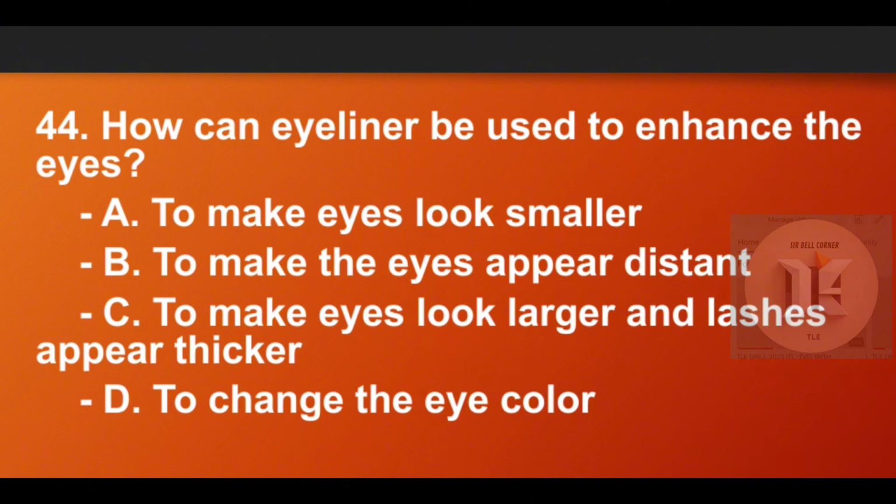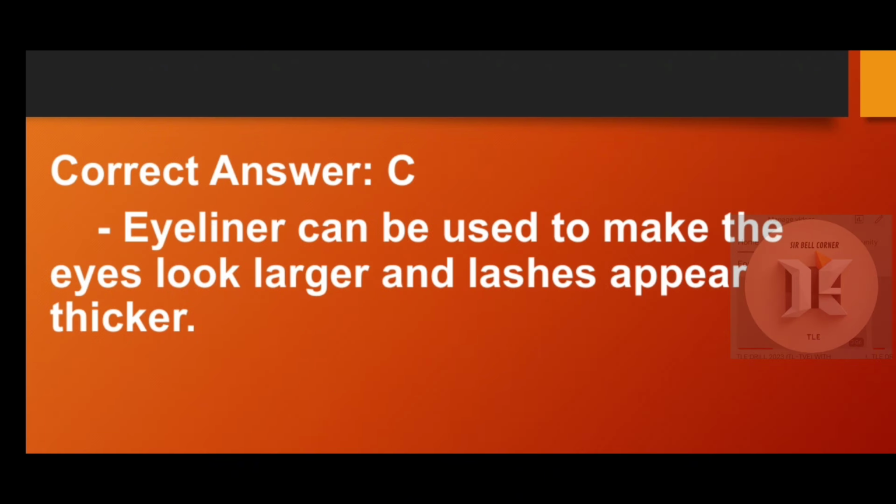44. How can eyeliner be used to enhance the eyes? A. To make eyes look smaller. B. To make the eyes appear distant. C. To make eyes look larger and lashes appear thicker. D. To change the eye color. Correct answer. C. Eyeliner can be used to make the eyes look larger and lashes appear thicker.